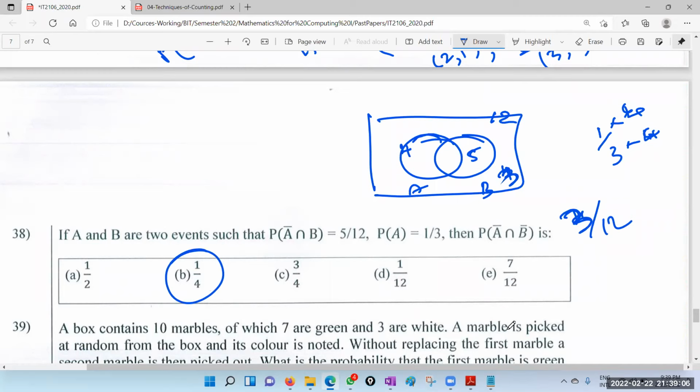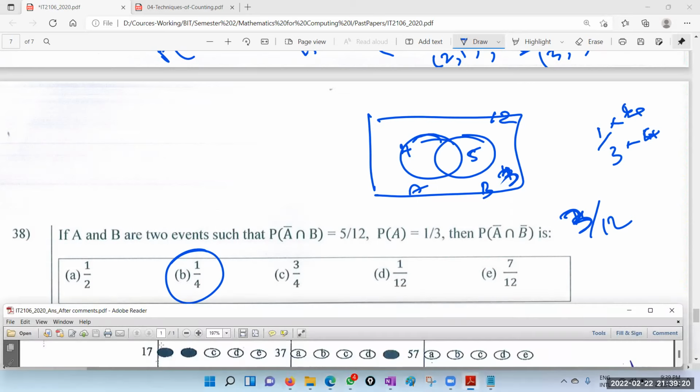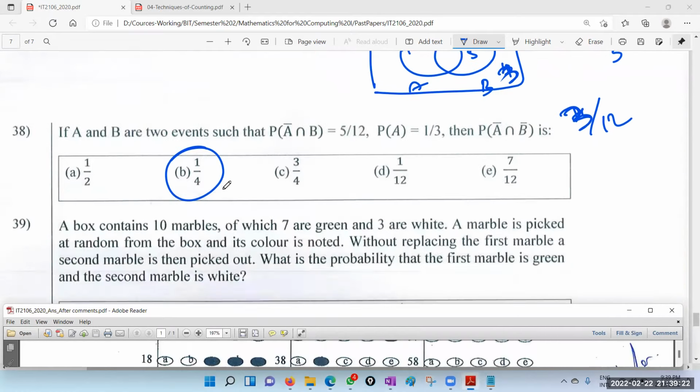Answer must be B. 38. Yeah, B. That was a mistake. Answer must be B. Let's double check the answer. Yes, answer is B. Okay.